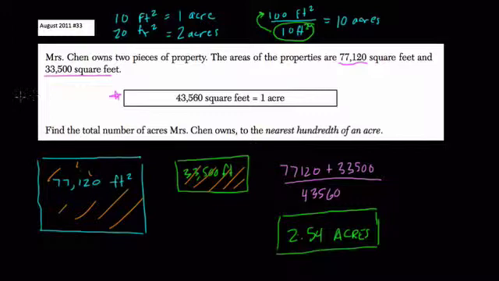But anyway, the idea is you're finding the total acreage by adding the total square feet and then dividing by the unit rate, which is the number of square feet in 1 acre. Thanks.